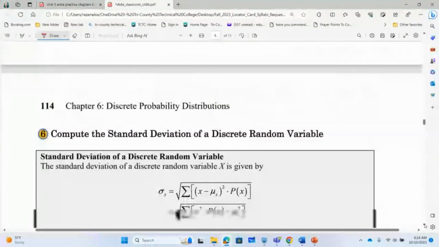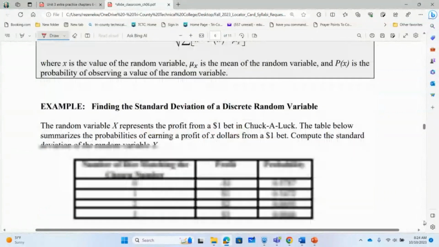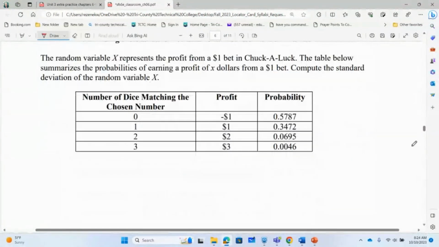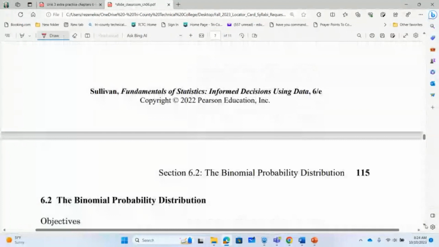The standard deviation of a variable is this, but you can use the calculator and do one-variable stats. You don't have to memorize all these formulas, because I give you a formula sheet. In Unit 3, you can see that there is a formula sheet that you will be given on the test, but you don't have to use it.